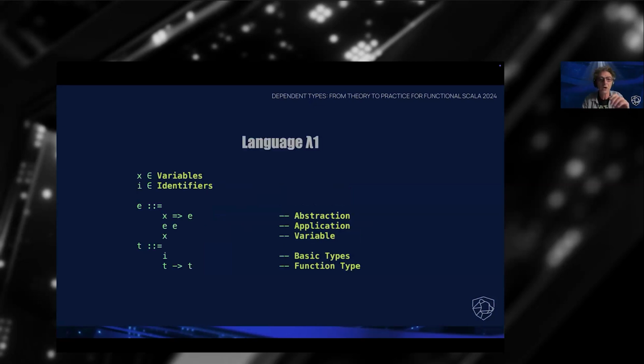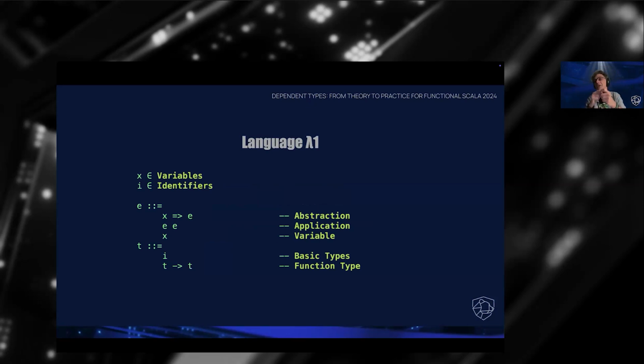from the other ones. So first of all, we are just going to design the first language, which is called lambda 1. This is not important. We have two sets: a set of variables, a set of identifiers. We have two languages, a language of expressions and a language for the types. In expressions, we have first the abstraction with the fat arrow.